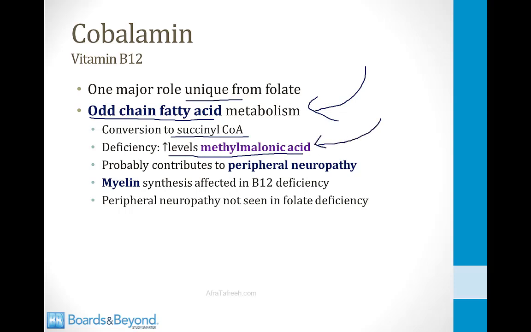The high levels of methylmalonic acid are believed to contribute to the peripheral neuropathy that is seen in patients who are deficient in vitamin B12. Myelin synthesis is ineffective in patients who are deficient in vitamin B12, and therefore a peripheral neuropathy develops, and this is unique to vitamin B12 deficiency. You will not see this in folate deficiency, and this is one way you can tell the two vitamin deficiencies apart, because as I showed you before, they both contribute to megaloblastic anemia, but only in a B12 deficiency will you see a peripheral neuropathy.